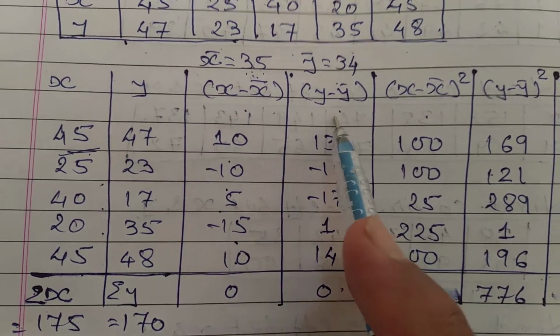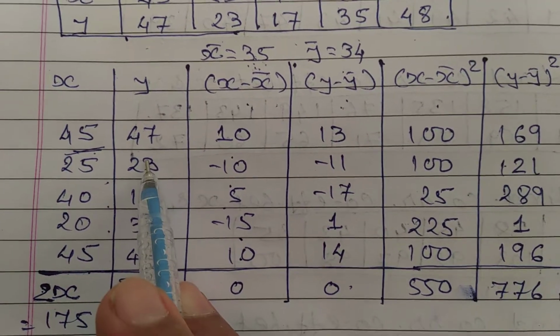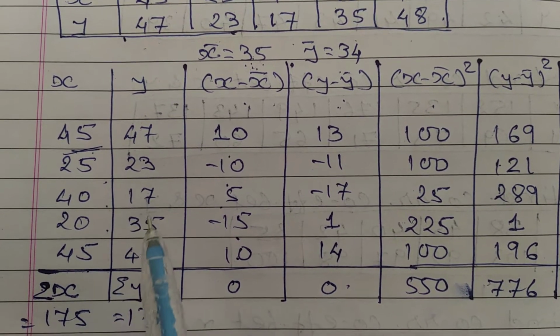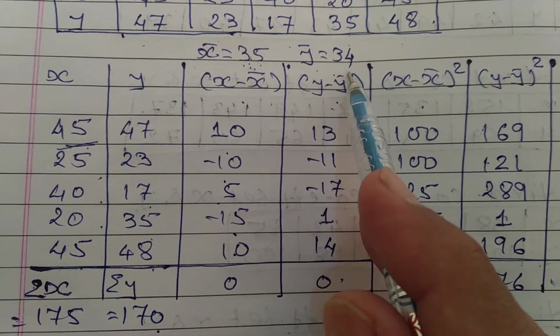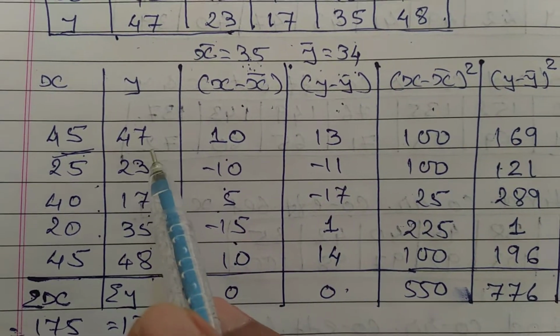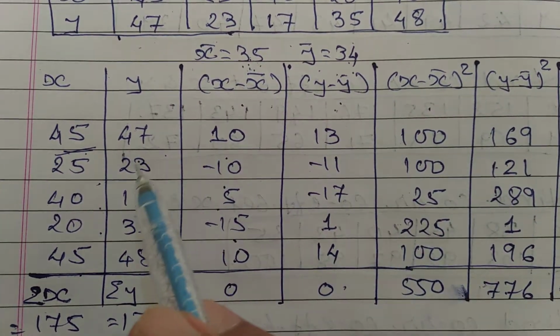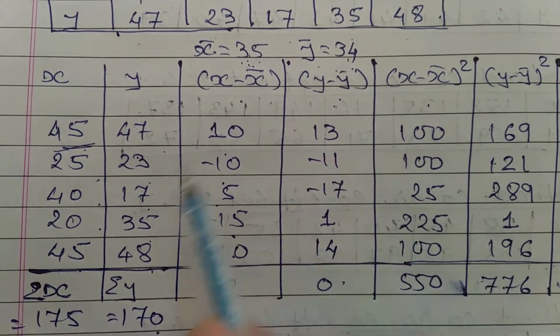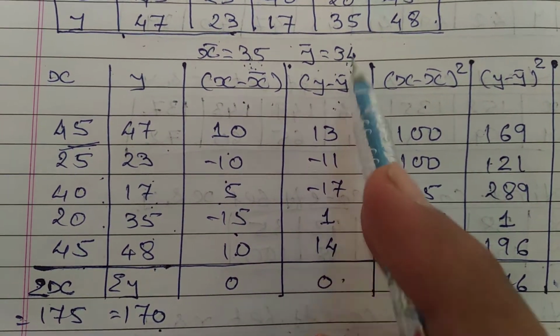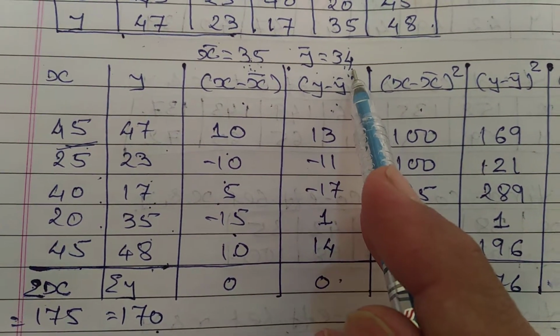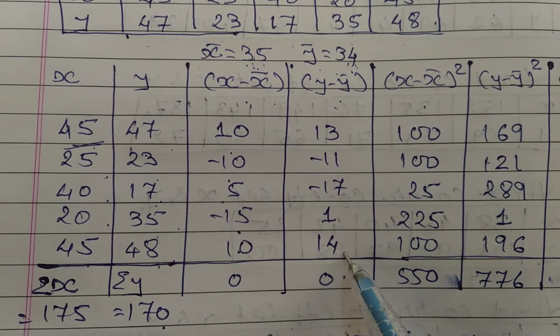In the same way, y minus y bar. Y is given as 47, 23, 17, 35, 48, and y bar is already there, that is 34. So 47 minus 34, 23 minus 34, 17 minus 34, 35 minus 34, 48 minus 34. You will get the values.